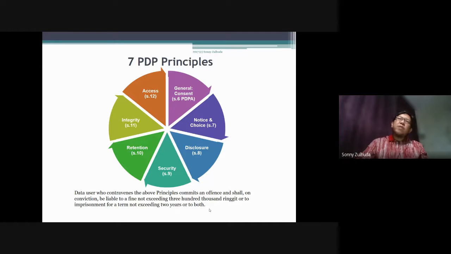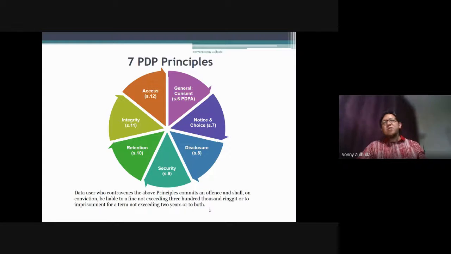That's why every time, some companies like telcos and banks will remind their customers to update their data just in case they change. For example, if you move to a different address or any other difference, you better inform the company, because it is part of their obligation to ensure the data is complete, accurate, and up to date.